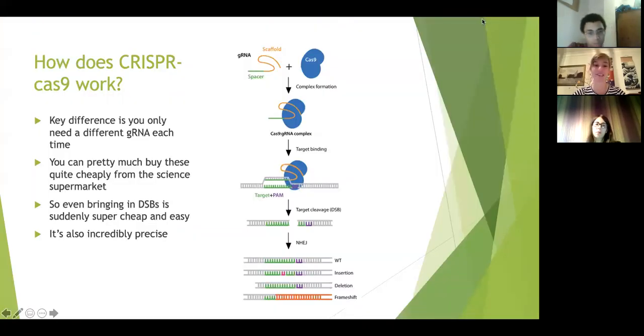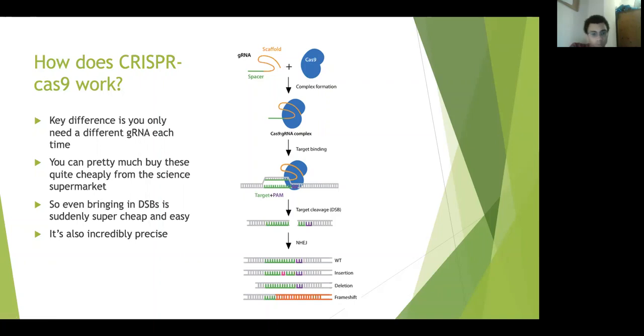So how does this system work? The main difference here is what you use to take your DNA scissors to your DNA. So this is an enzyme, the Cas9 enzyme, and a guide RNA. And every time you want to target a different part of DNA, you just need a new guide RNA. Now, obviously, you guys haven't been to the online science supermarket, but I have. And these are quite cheap, between 25 and 100 quid maybe, to get a section of DNA that's 20-ish nucleotides long, okay?